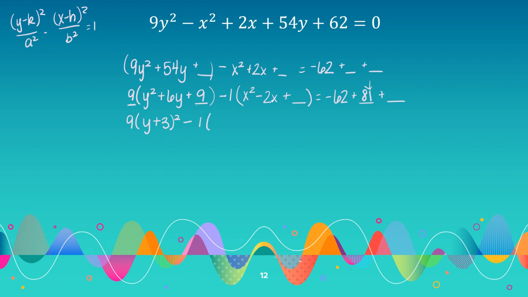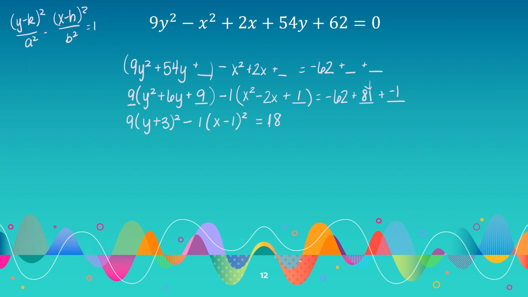And then I'm going to come over here. I'm going to take half of 2, which is 1. 1 squared is 1. But again, I'm not going to add a 1. I'm going to multiply that by what's out front, which is a -1, and so I'm going to add a -1 over here. This is looking pretty good on the left side here. So I'm going to combine my numbers over here on the right, and I get 80 minus 62, which would be 18.